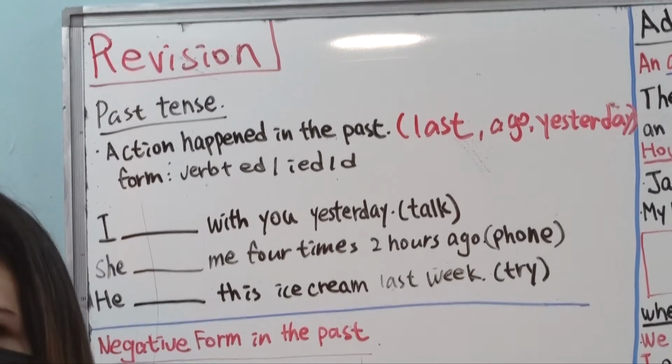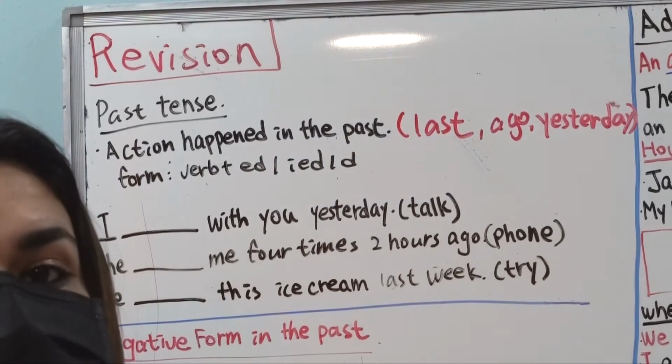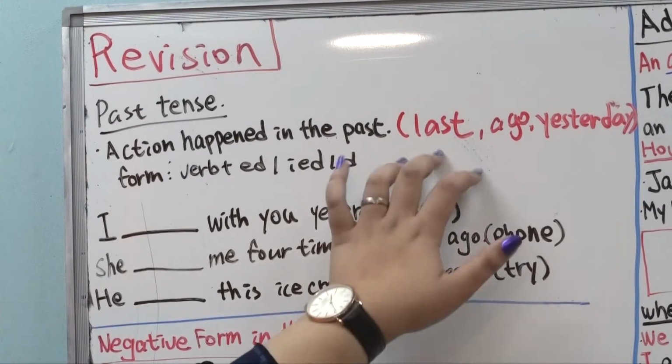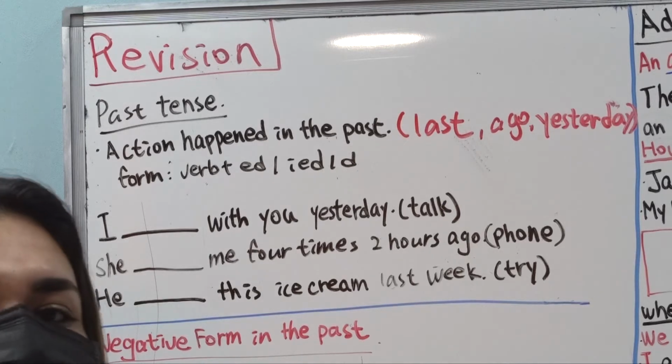So today is Monday, right? Yesterday will be Sunday, okay? So these are the words in a sentence that tell us an action happens in the past. This is the meaning of past tense, all right? So how do we form past tense?